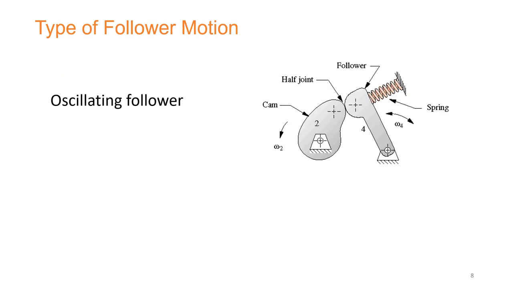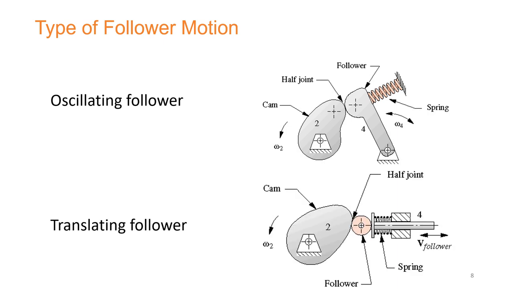So obviously there are two types of follower motion. One is oscillating and the other one is translating, as we have already briefly mentioned earlier. In the case of the oscillating follower, you can see that the cam is going to have a rotation, which is exhibited in terms of omega 2 over here. So this rotates, and when it rotates, there is this half joint over here, and as a result, the follower is going to have a moving contact over the surface of this cam. And the way the follower has been housed over here on the ground link, you can see that the oscillating action is going to be exhibited by the follower.